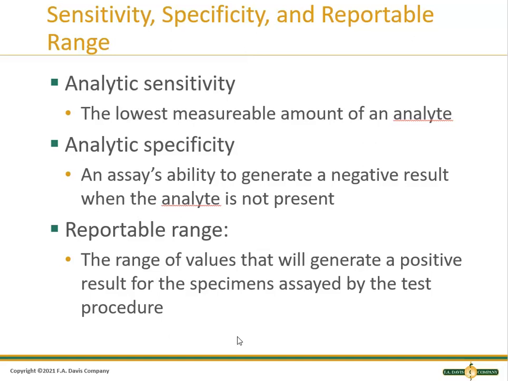The analytical specificity is an assay's ability to generate a negative result when the analyte is not present. In other words, if there was no glucose in this patient, then it should say 0. We don't want stuff causing problems. We want to be specific for what we are looking for. And then the reportable range is what will give us a result for the specimen.